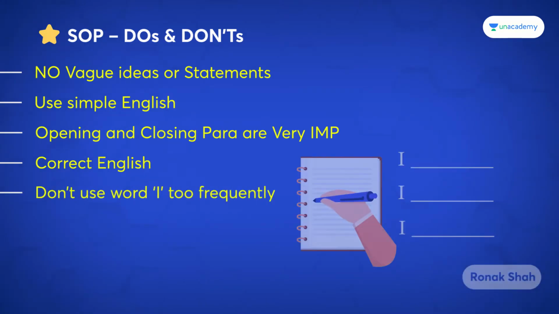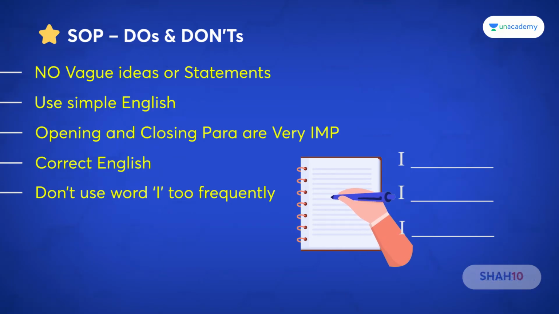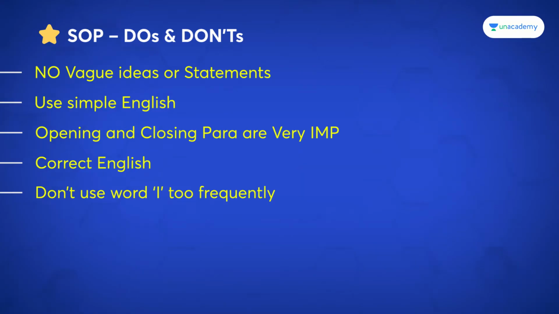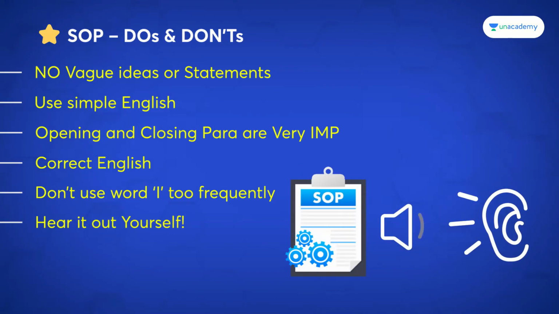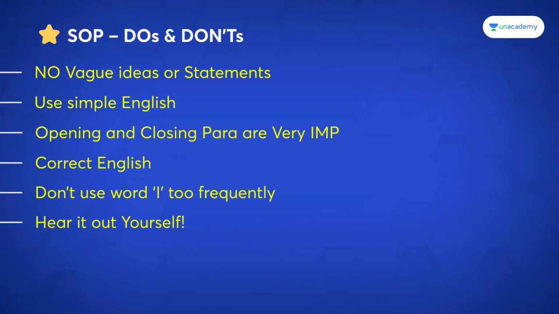Don't use the word I too much when you write your SOP, and do not use the short forms. Also, you can use an online reading app and hear out what you have written, and you will surely be able to refine it further. Whatever we have written, if someone tells it to us and we are listening to that, we will find the mistakes or the flaws in the paragraph, and we'll be able to rectify them. So do this. You can use the online app for this purpose.